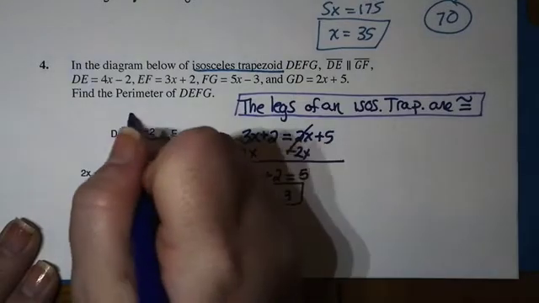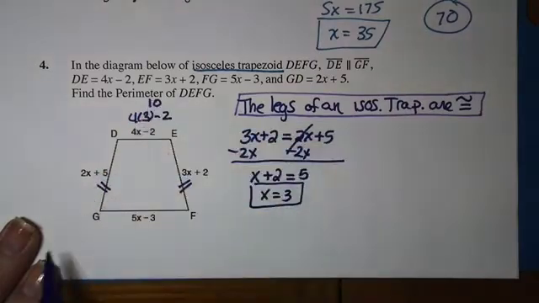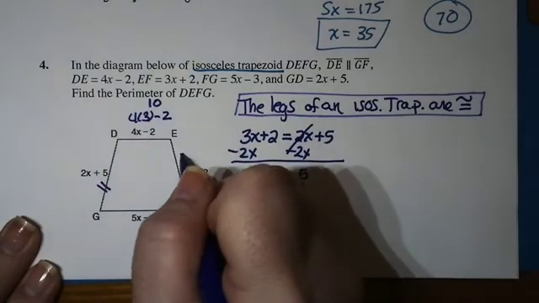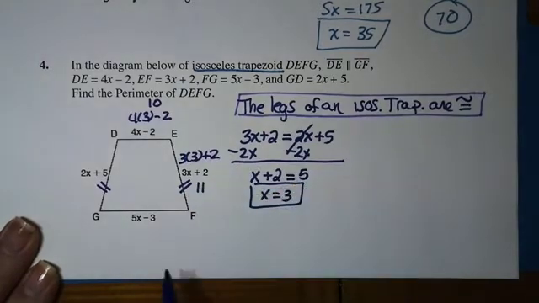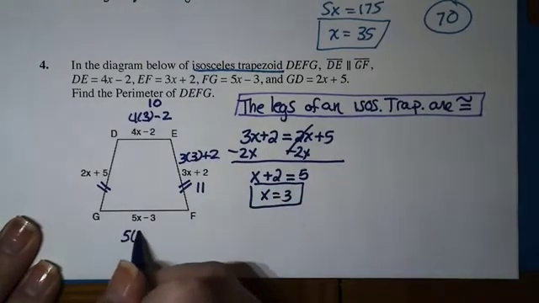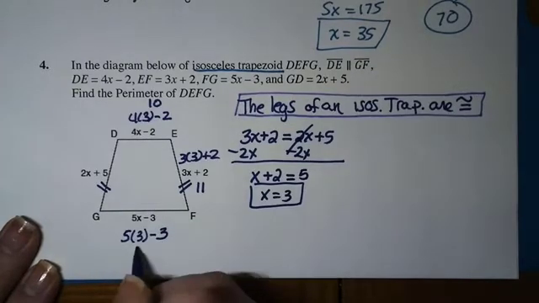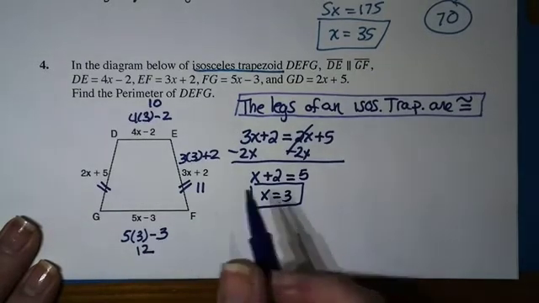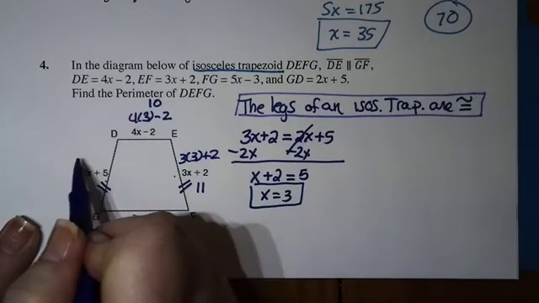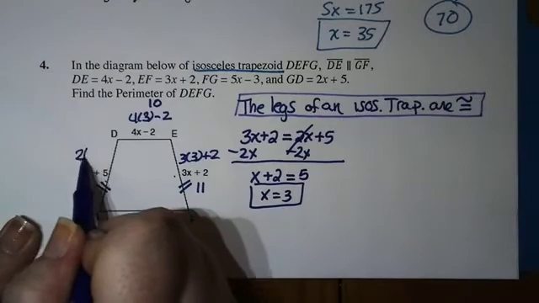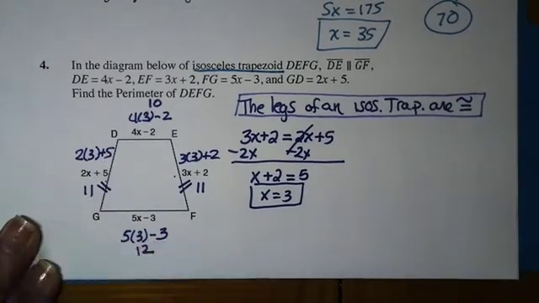All right, so 4 times 3 minus 2 gets us 10 for that side. 3 times 3 plus 2 gets us 11 for that side. All right, 15 minus 3 gets us 12 for that side. And this should be a double check here. These are supposed to be equal, so if we don't get 11 here, we did something wrong. 2 times 3 plus 5 is definitely 11.